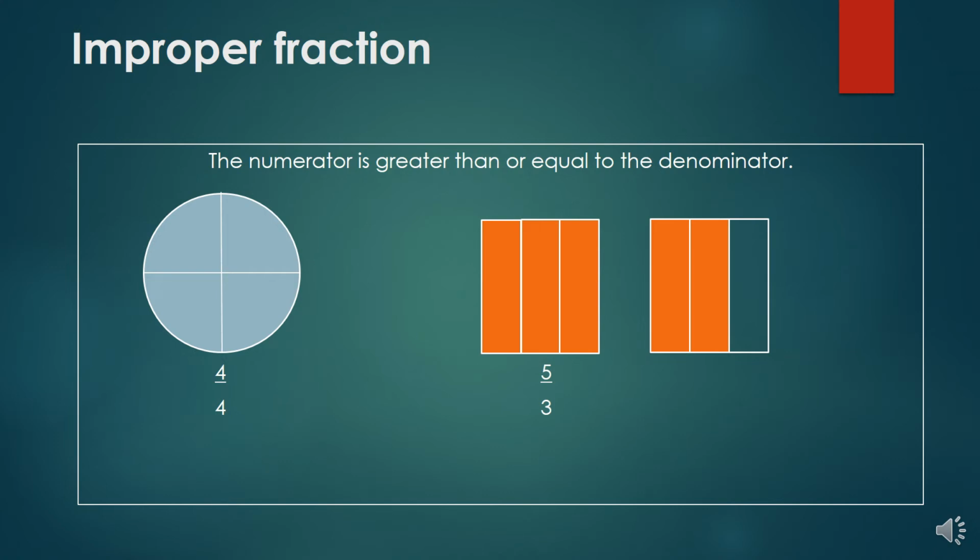Look at example 2. The numerator is greater than the denominator. Here we have two squares and divide each into 3 parts. Shade 5 parts and 1 remains unshaded. Mathematically, we will write it as 5/3, which is called an improper fraction.